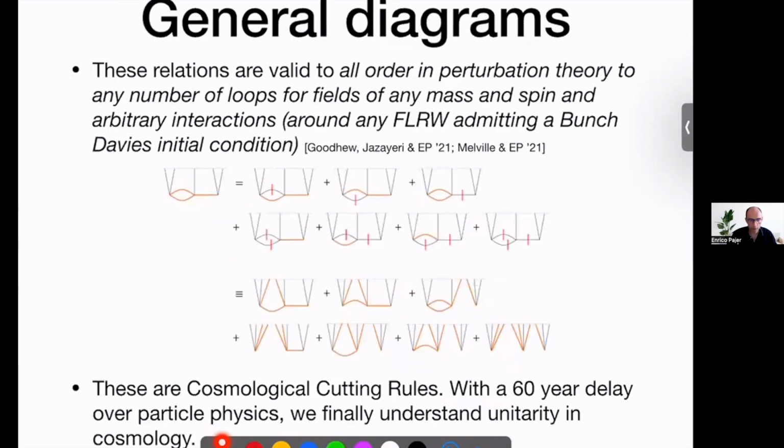This actually works, and we proved it in full generality for all diagrams to all orders to any number of loops. So this also works for loops, it's not specific. And perhaps what's important to capture is that it works for any field of any mass, any spin, arbitrary interactions in any FLRW space-time, as long as you enforce a Bunch-Davies initial state. This has nothing to do with de Sitter. So it's an extremely powerful set of relations that we can use to simplify our calculations, and in some cases to fully constrain the final result without even doing the calculation.